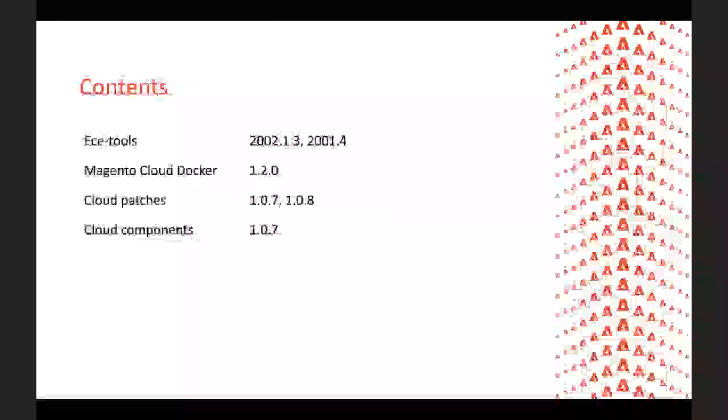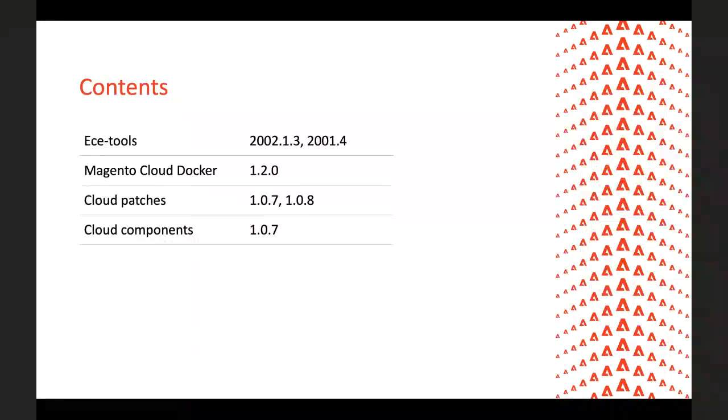We have a few different tools which we develop and support as a cloud team. Let me remind you real quick. We have ECE-Tools, which is the main package which deploys and installs Magento on cloud. We have Magento Cloud Docker. It is our local sandbox which emulates a real cloud environment, and there are some differences between the real cloud environment and Cloud Docker, but the main concepts are the same. Also, we have Magento Cloud patches which allow us to deliver some fixes for cloud customers, and we have cloud components which extend Magento Commerce Core functionality on cloud.